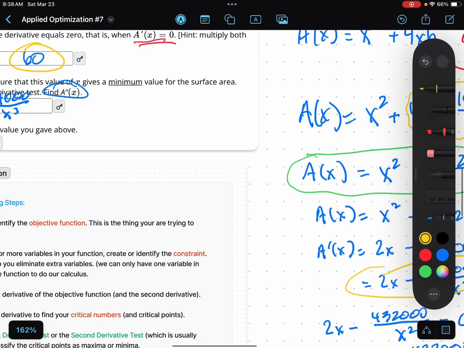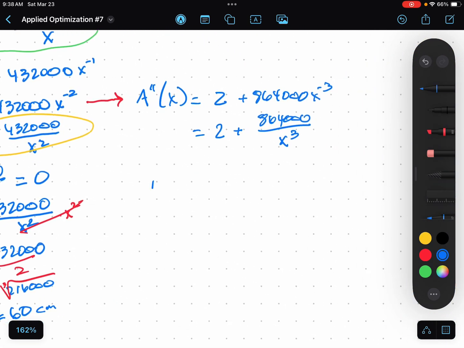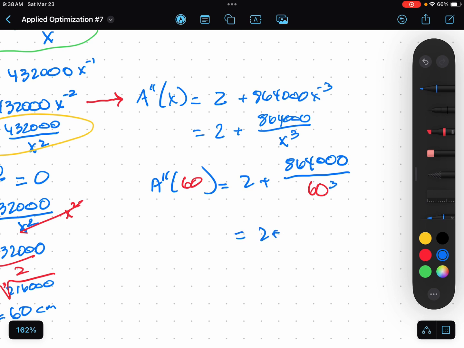So the math is going to look like this. I'll go back over here and just plug that in. The math that they want us to do is like this. The second derivative with 60 plugged in is 2 plus 864,000 over 60 cubed, which we already know is 216,000. But that's what they want us to do. So that's going to be 2 plus 864,000 over 216,000.